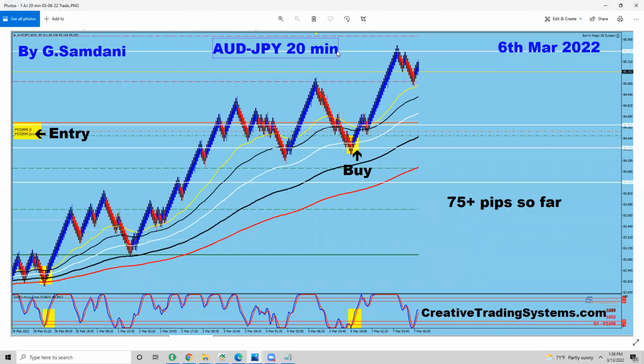Aussie Yen 20-minute chart. It is a long setup. You can see on my left-hand side, yellow mark with entry. This is my entry. SL is moved to break-even plus. And this is the setup. Yellow is above the black. This is all the way down for long, by the way. And red candle turns blue, and I open the trade. And after moving a little bit in my favor, I move my SL to break even. All right, so this is 75.